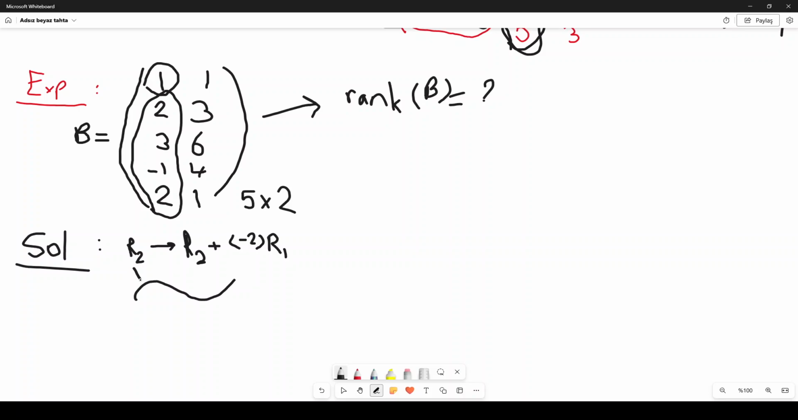And for row 3, again, what should I do? I must replace R3 by R3 plus minus 3 times R1, right? I decide the coefficients of the rows depending on what is given to me, right? For instance, since I need to make this 3 equal to 0, how can I do that? The only possibility is that I need to multiply the first row by minus 3 and add it to row 3, so I get 0 here, right?